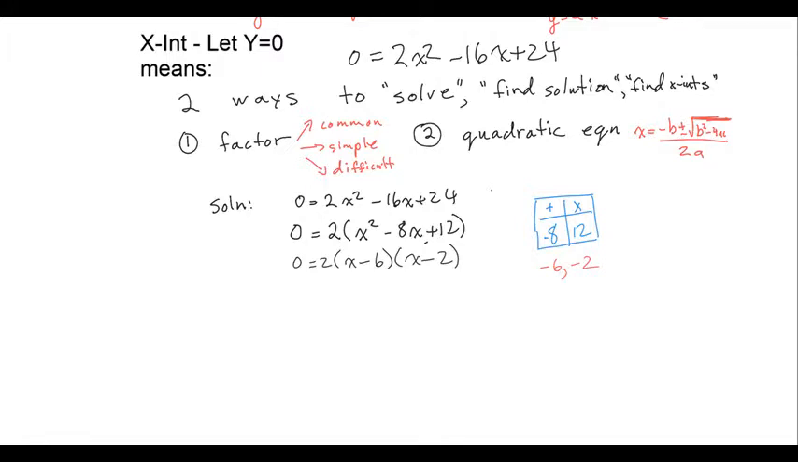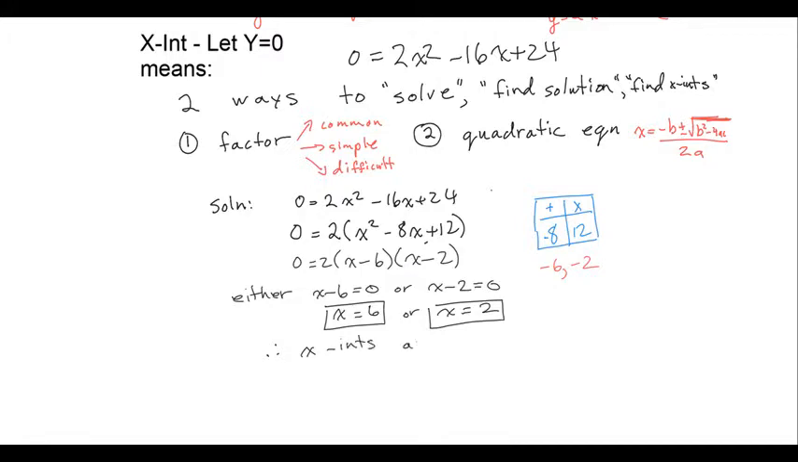Which means that either x minus 6 equals 0 or x minus 2 equals 0, which means x in this case is 6, or x is equal to 2. So therefore the x-intercepts are 6 and 2.